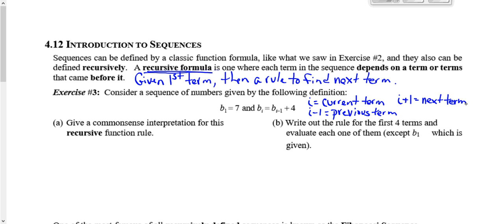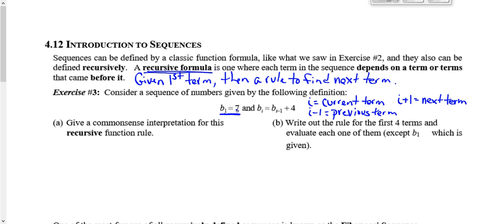So here is a recursive formula. Okay? So B sub 1 is 7. That's our first term. Okay, so the first term in the sequence is what? 7. Remember, that's its place in line. The first term is 7.